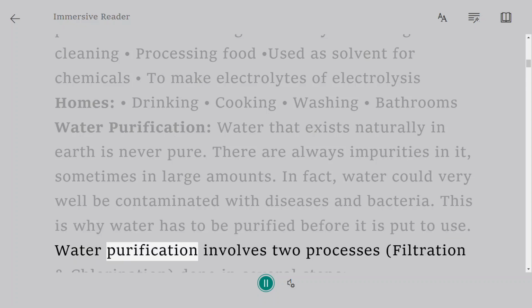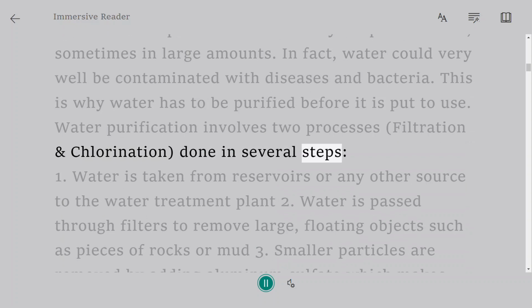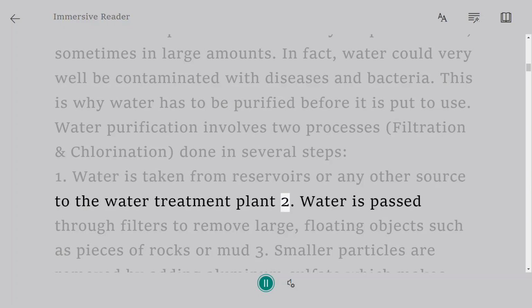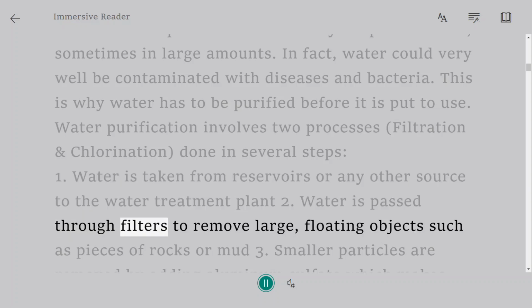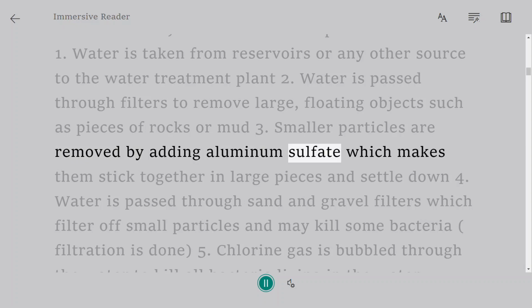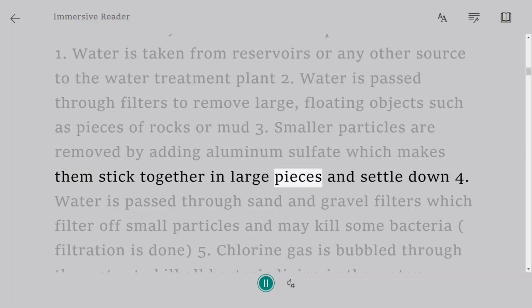Water purification involves two processes, filtration and chlorination, done in several steps. 1. Water is taken from reservoirs or any other source to the water treatment plant. 2. Water is passed through filters to remove large, floating objects such as pieces of rocks or mud. 3. Smaller particles are removed by adding aluminum sulphate, which makes them stick together in large pieces and settle down.